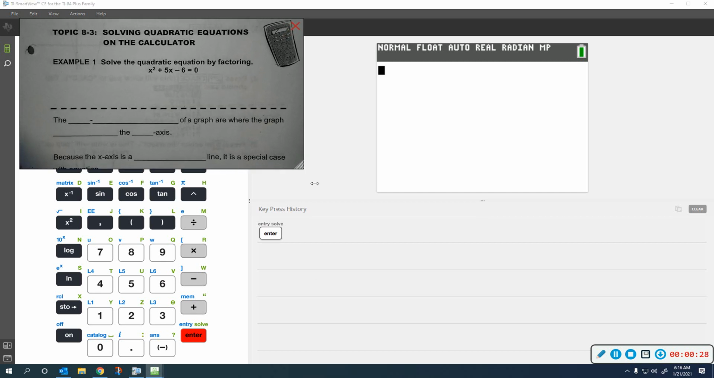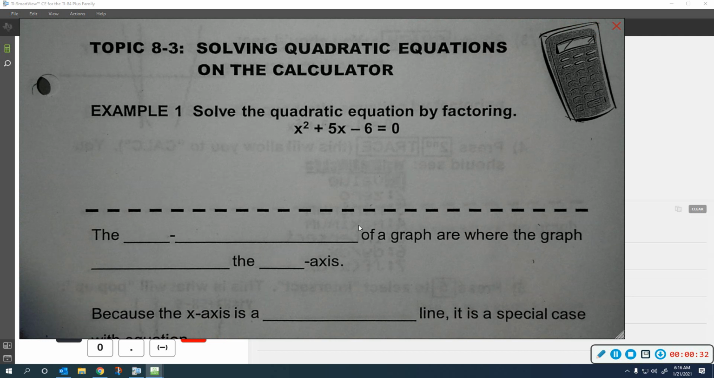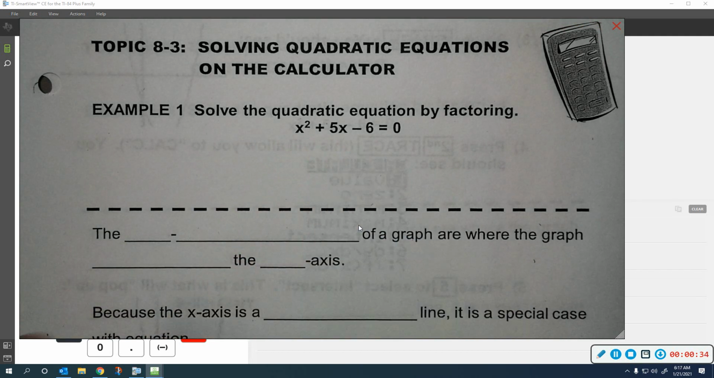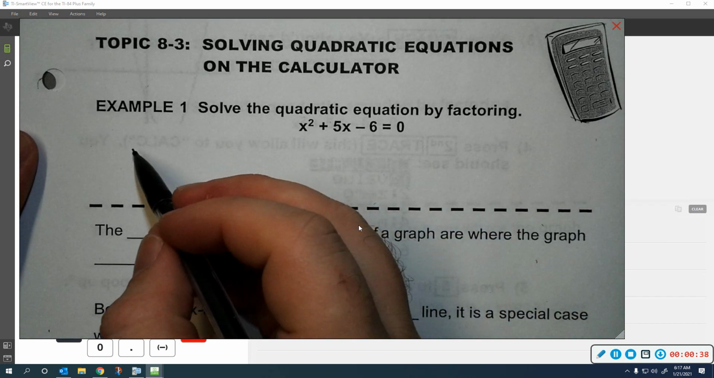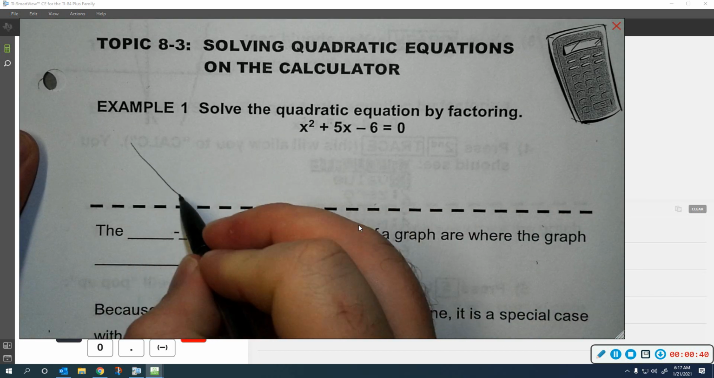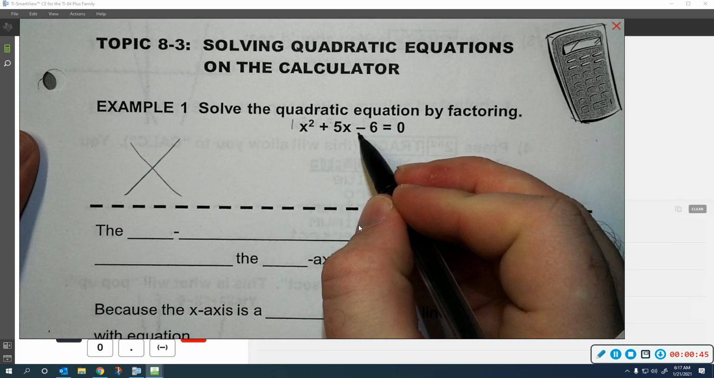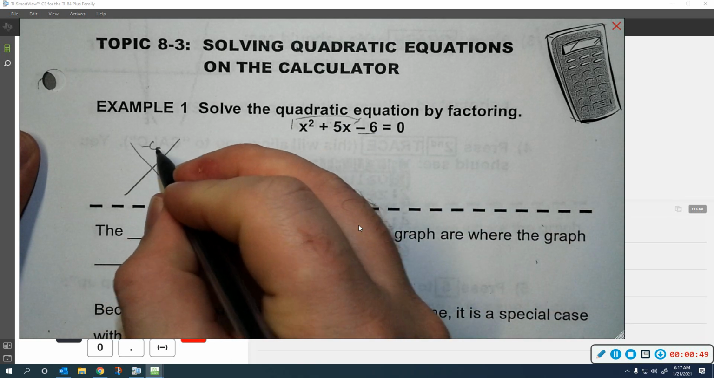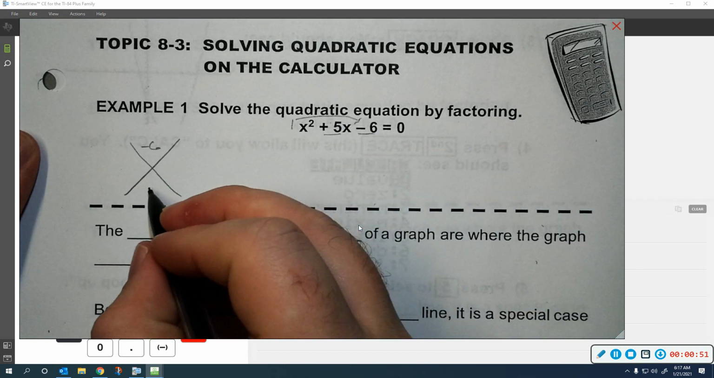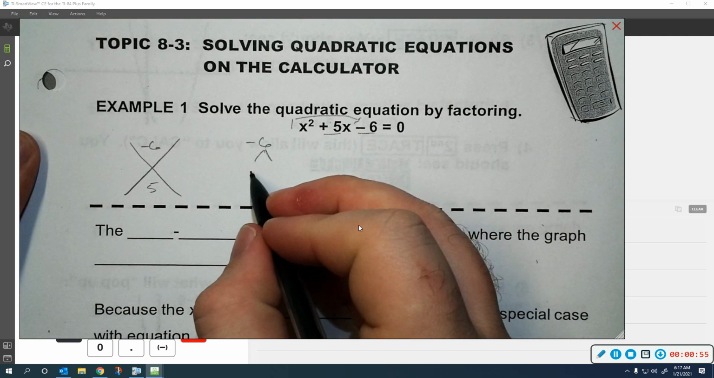So let's get started. Now, our first example in our notes says, solve the quadratic equation by factoring. Well, factoring, let's use the x method. So, big X on the top is a times c. So it's going to be 1 times negative 6, which is negative 6. Our b value here is positive 5. So we need to factor out negative 6, see what adds up to positive 5.